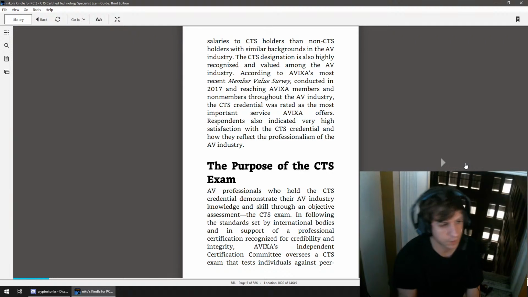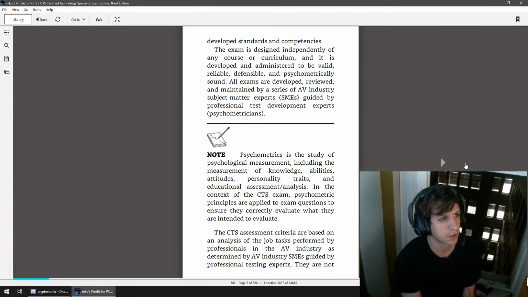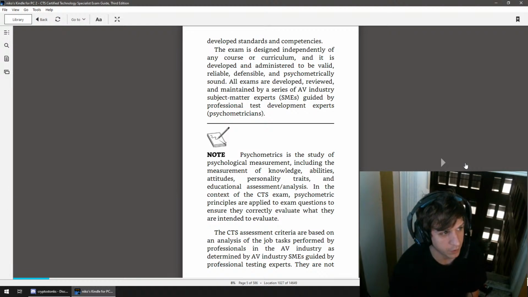AVIXA's Independent Certification Committee oversees a CTS exam that tests individuals against peer-developed standards and competencies. The exam is designed independently of any course or curriculum, and it is developed and administered to be valid, reliable, defensible, and psychometrically sound. All exams are developed, reviewed, and maintained by a series of AV industry subject matter experts, guided by professional test development experts.